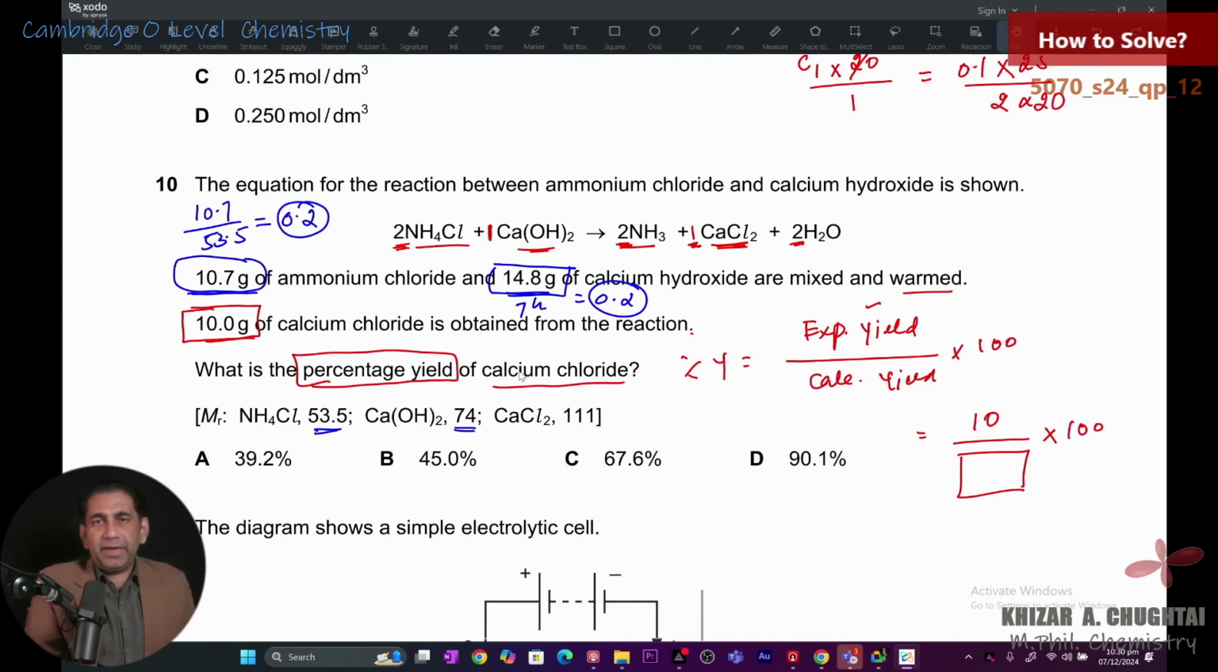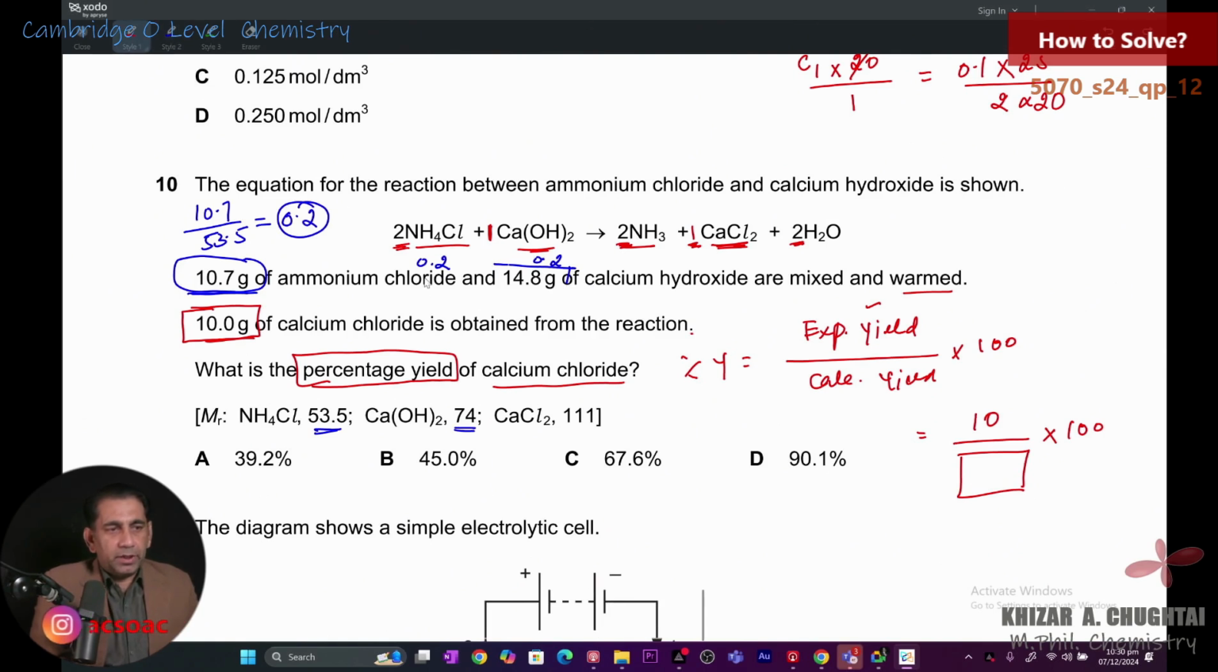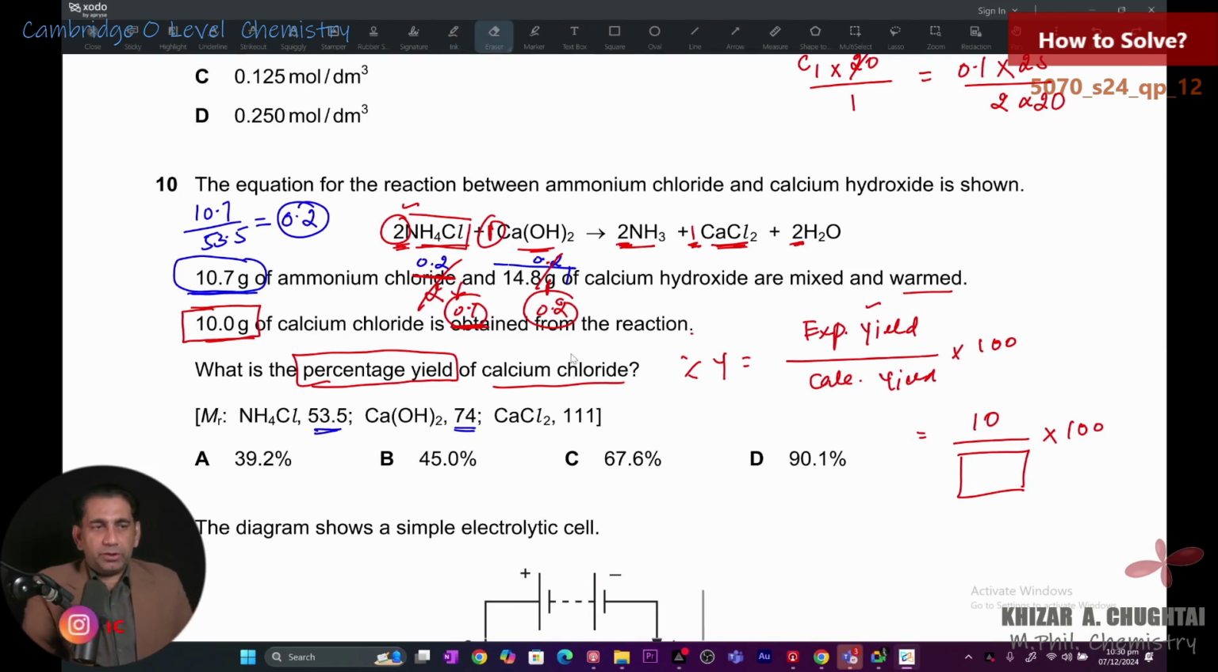Now I will have to find the limiting reactant first. It's 0.2 mole, and it is also 0.2 mole, and we need to find the limiting reactant. So what is the shortcut to find the limiting reactant? 0.2 divided by its coefficient in the equation, 2, and 0.2 divided by its coefficient, 1. So its answer will be equal to 0.1 mole, and the other answer will be 0.2 mole. The lowest answer is the limiting reactant. So in this case, the limiting reactant is NH4Cl. So the whole calculation will be with respect to ammonium chloride, NH4Cl.